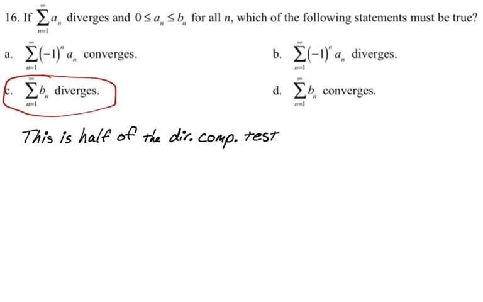So this shows up kind of frequently where you're given the requirements of one of the tests and you're just asked basically which test is this. So b sub n has to diverge. So I could just move on, but I'm going to look at the answer choices and investigate them.